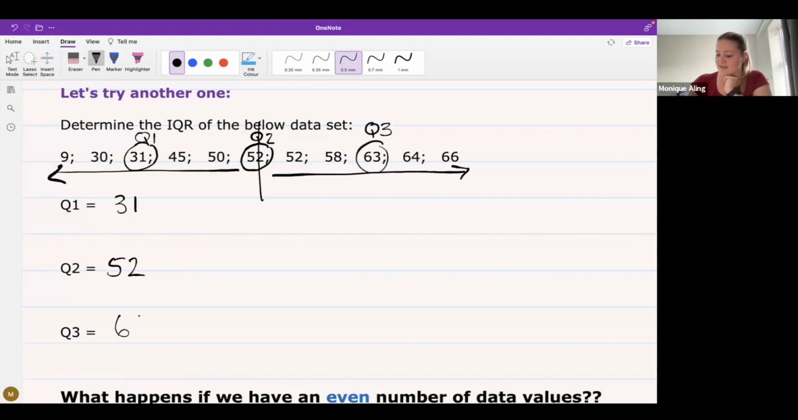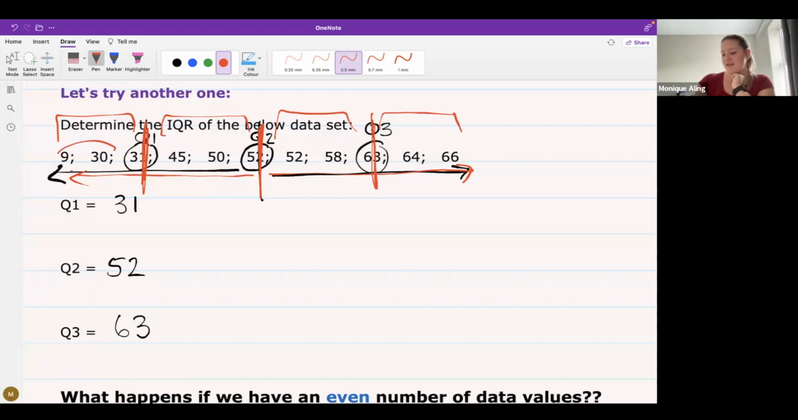Okay, so we've got 63. So I'm literally dividing my data set in half first. I then go to my first half and I divide that in half. I then go to the second half and divide that in half. So I'm actually left with quarters. 1, 2, 3, 4 equal parts. Each part has 2 numbers. It's divided into 4 equal parts.